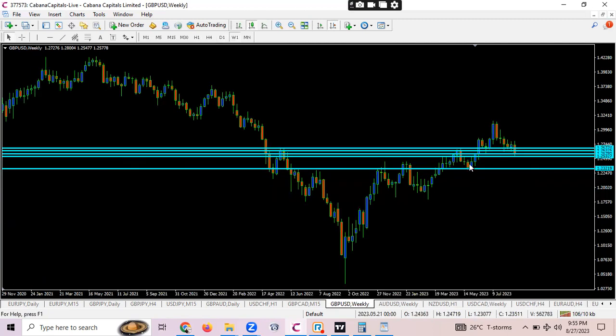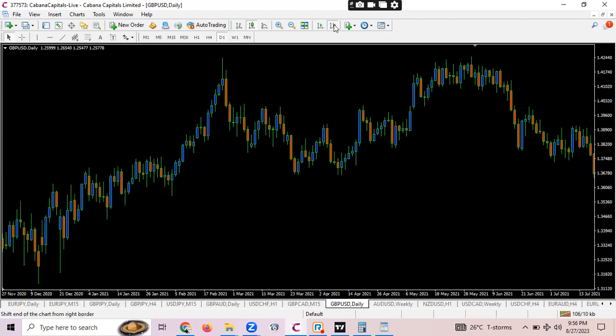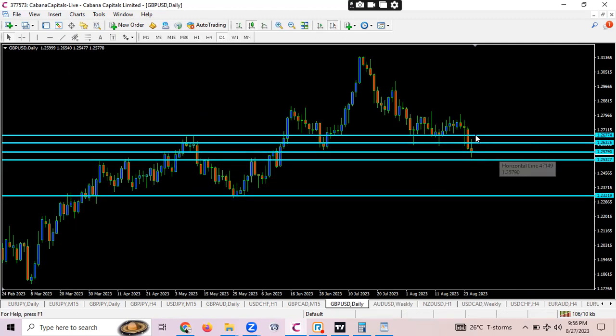You can see on the weekly, it's possible for GBPUSD to sell to this next support if a 4-hour candle closes below this zone. And if a 4-hour candle closes above this resistance zone, or you could call it your supply zone, you want to consider buying GBPUSD.